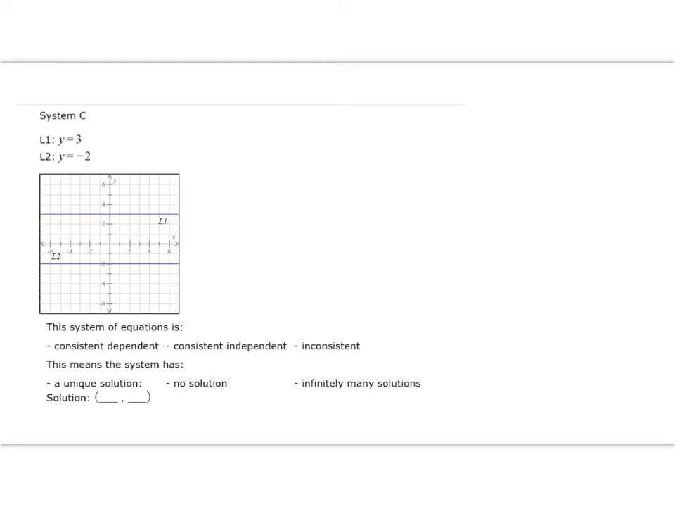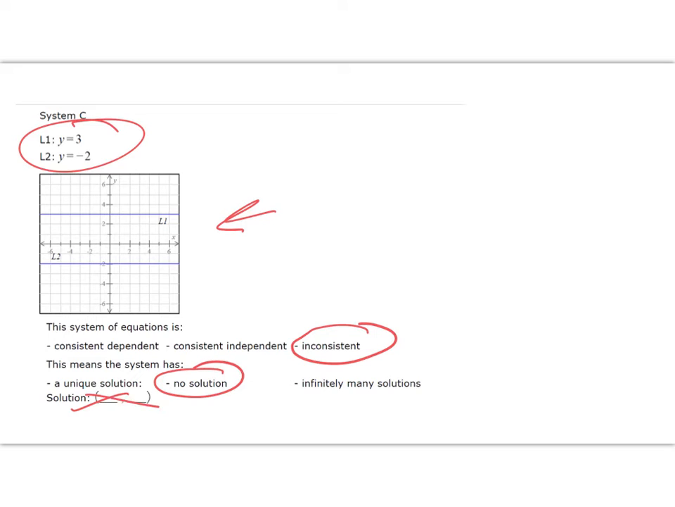System C, look, they're parallel. So here's the 2 lines. They're parallel lines. That means they will not intersect. So that's inconsistent. That means there's no solutions, and so you can't fill that out. Okay? So this is solving by graphing. You look at the picture and you graph it.